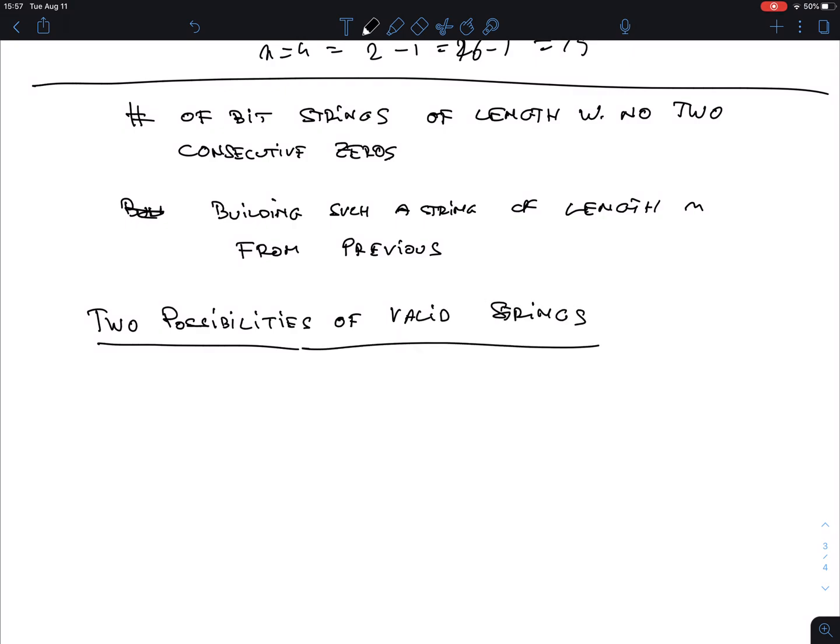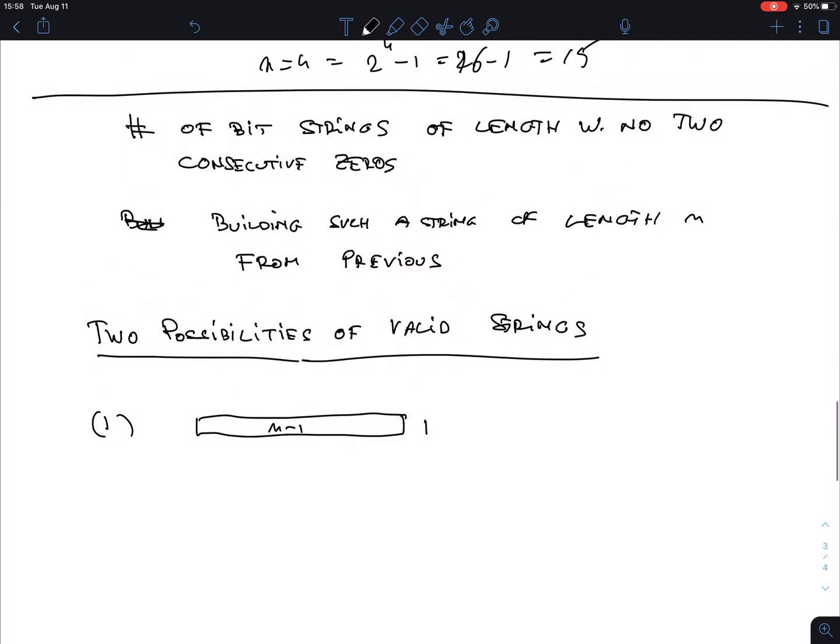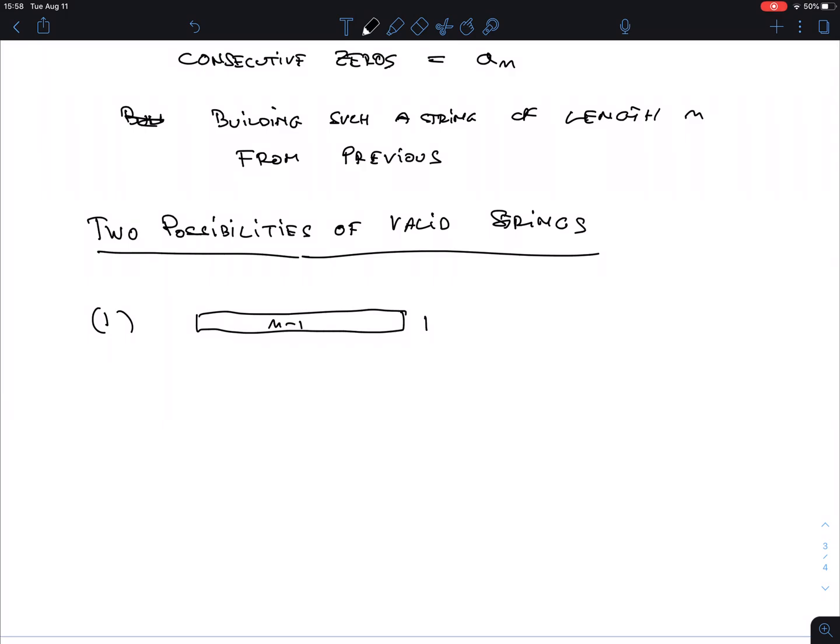So valid, when we use valid always in this problem, it means satisfying the requirement, no two consecutive zeros. Well, one possibility is that it ends in a 1, okay? And it has no consecutive zeros, so this part has length n minus 1 and it has to be a valid string as well. Let's call this number a_n, and we're trying to find a recursion relation for a_n.